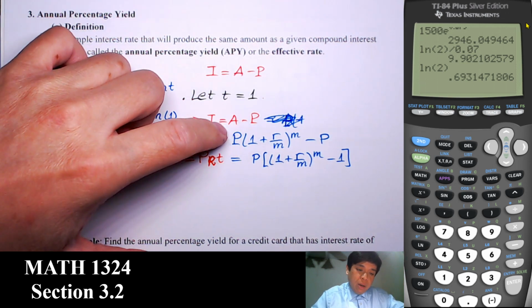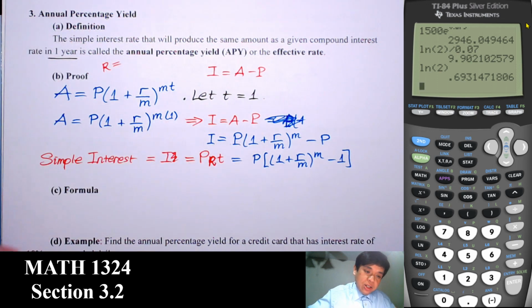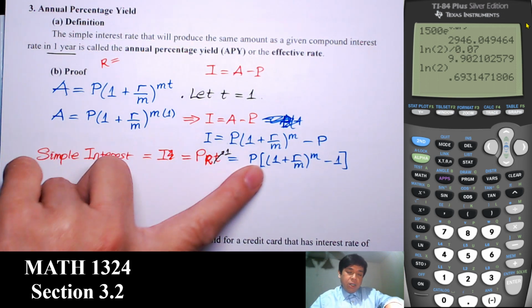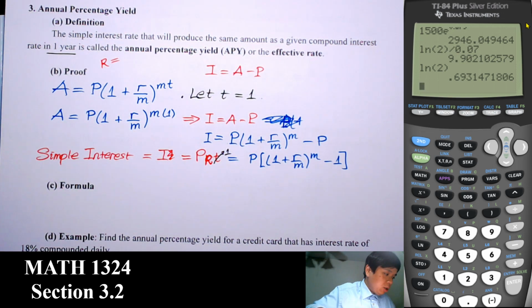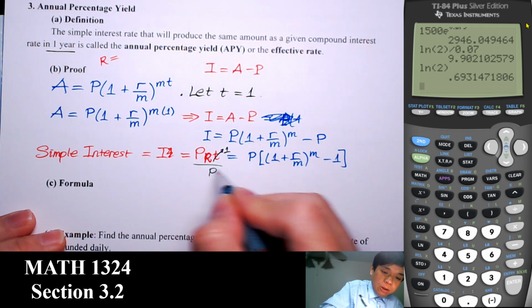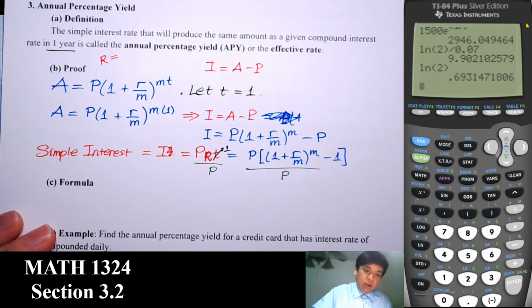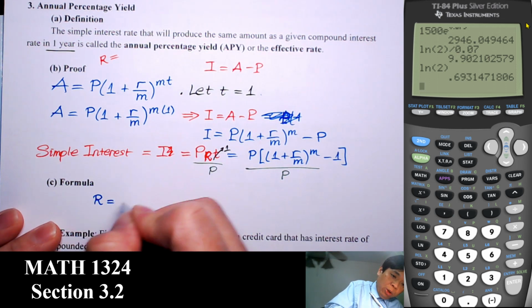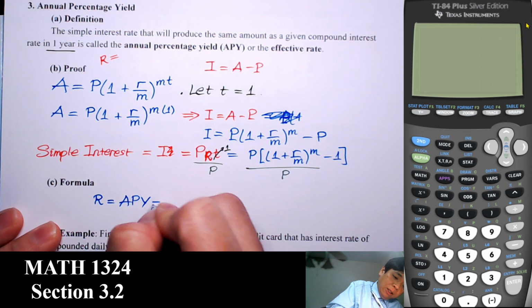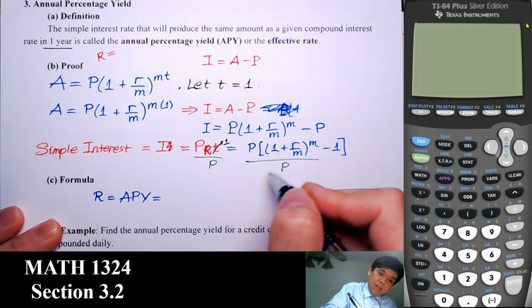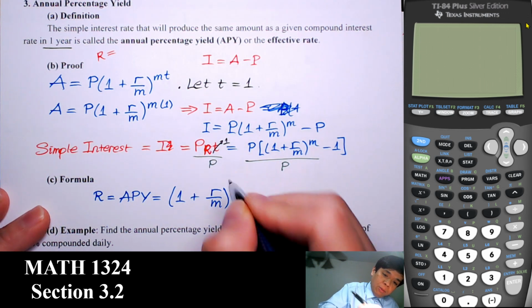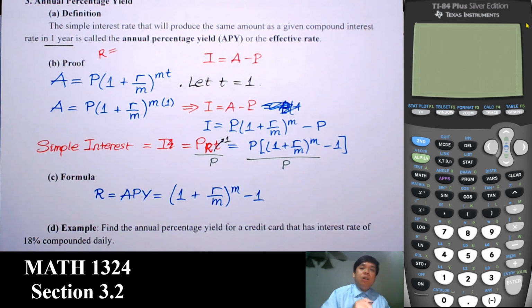And then we divide by P, and T is equal to 1, right? So PR is equal to that, and divide by P on both sides. And we arrive at the formula: the R here, or we should say the APY, is equal to, that cancels out, (1 + R/M)^M minus 1.